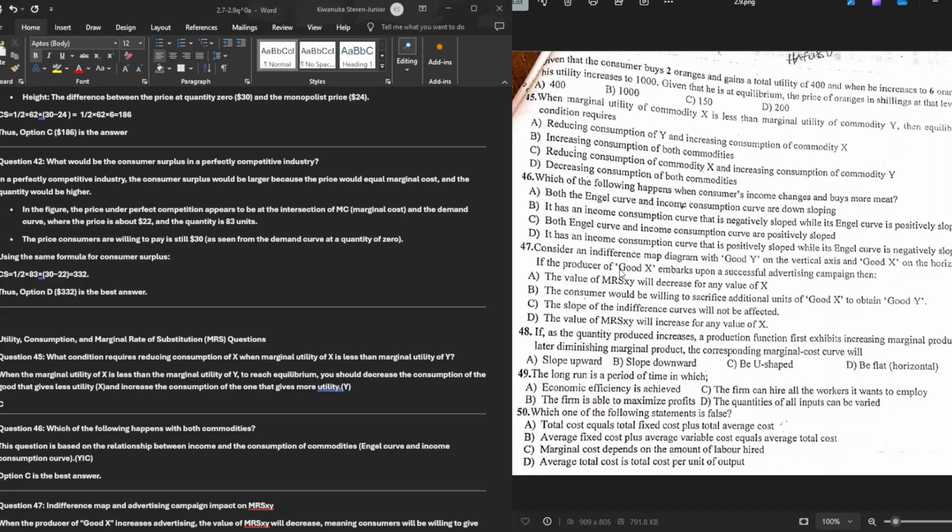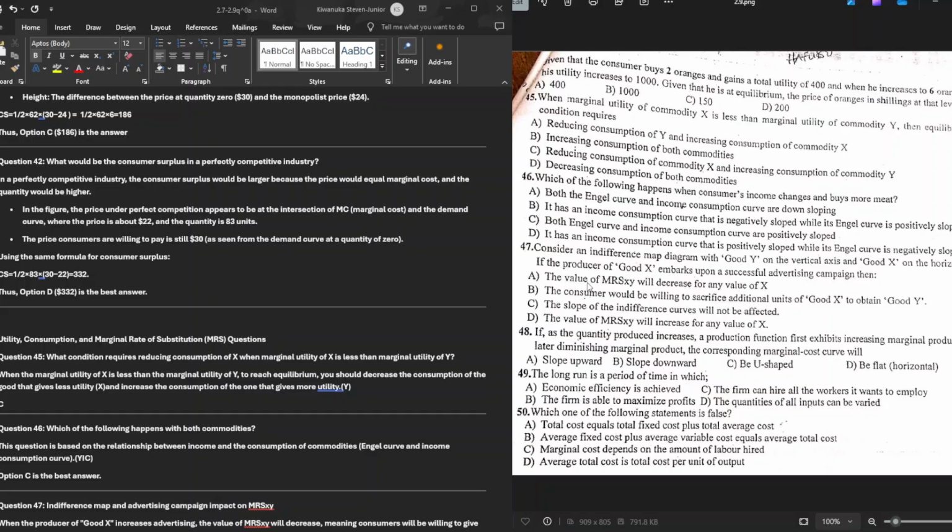What you note is that if the producer is advertising good X, which is on the horizontal axis, and it is a successful advertising campaign, then what will happen? Because on this indifference curve, the points give the same level of satisfaction. Those two different points should give you the same level of satisfaction. You have no option for the other. But when they are advertising more of good X, that means for you to get more of good X, you have to forgo good Y.